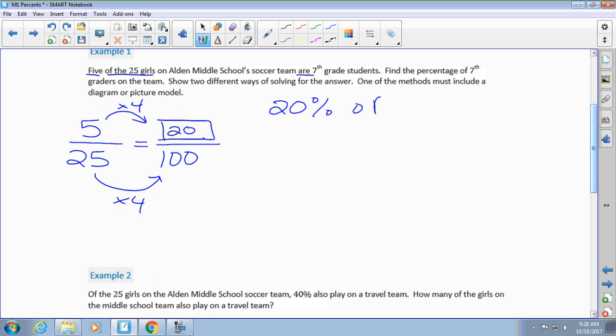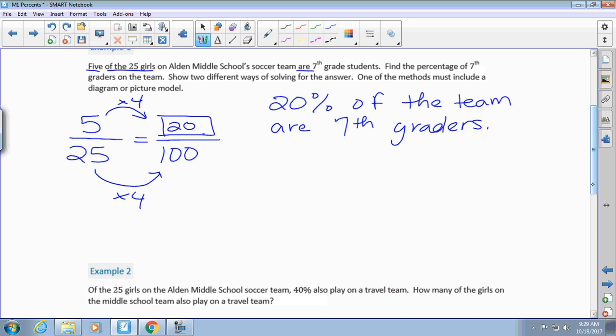20% of the team are 7th graders. Now this isn't part of this particular question, but if we know 20% are 7th graders, what percentage are not 7th graders? Everybody? 80, very good. So you would just figure out the other missing part, okay? So each question is going to be different. You have to read carefully because it may ask, well, what percentage are not 7th graders?